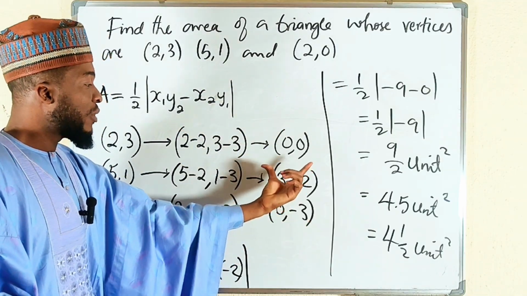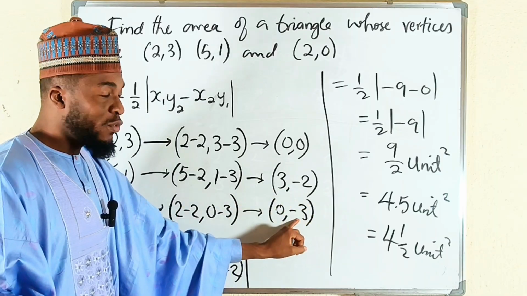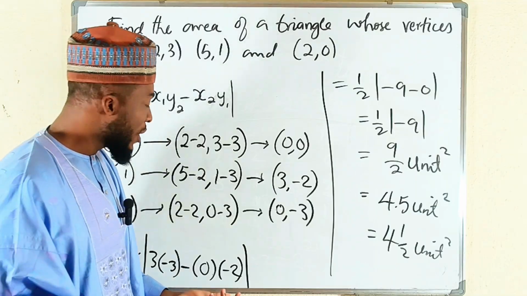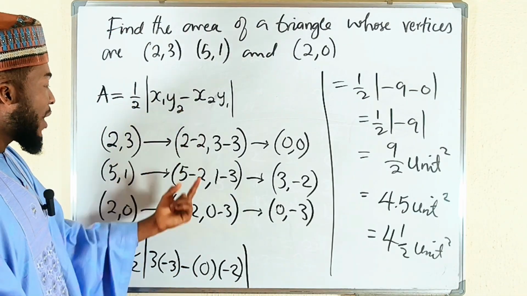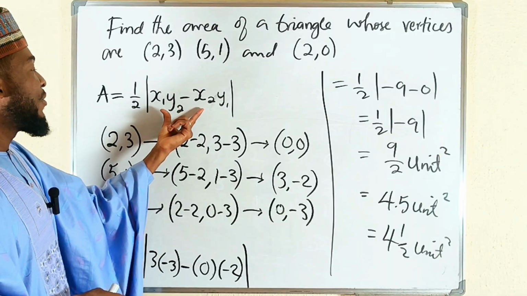You see that? So after this, you take this one as x₁y₁, x₂y₂, and vice versa. It depends on which one you want to use as x1 and y1. Then you substitute into the formula and get your area. So how can we derive this formula?